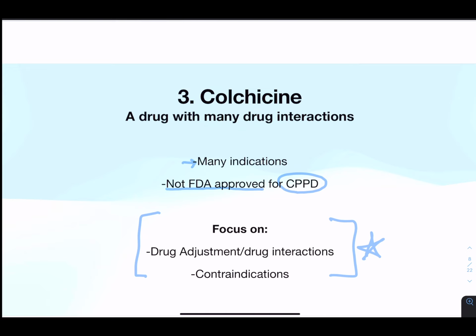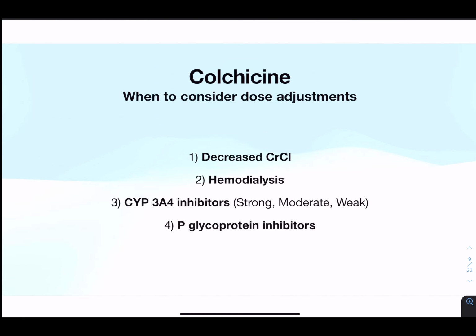So starting with number one first. If you're studying for rheumatology boards, you'll unfortunately have to memorize these adjusted dosing for various adjustments. But here, I'll just tell you when you need to dose adjust. So number one, decreased creatinine clearance under 30. Number two, hemodialysis patients. Number three, CYP3A4 inhibitors divided into strong, moderate, and weak inhibitors. And lastly, P-glycoprotein inhibitors. So earlier I mentioned how you would avoid using colchicine in an organ transplant patient because they're on cyclosporine. That's because cyclosporine is a P-glycoprotein inhibitor.